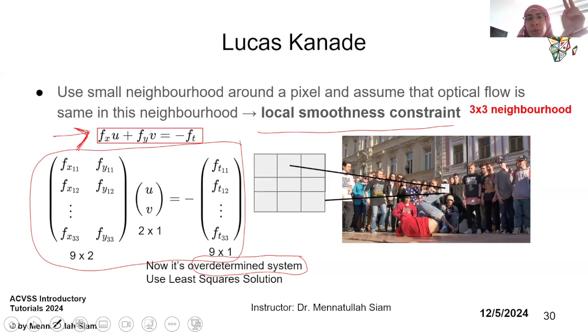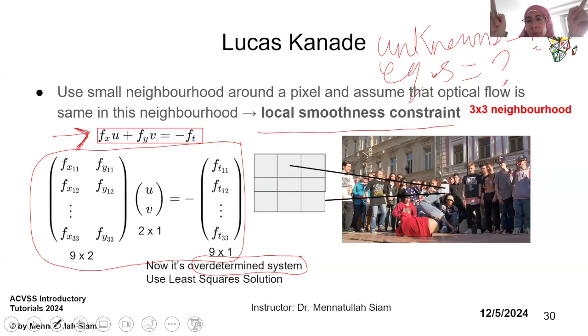How many unknowns do I have? So unknowns and equations. What do you think? I'm trying to estimate optical flow. So we talked about how we're trying to estimate the U and the V. So how many unknowns? Anyone wants to volunteer? 2, exactly. Thank you, Daniel. So we have 2 unknowns. How many equations now?